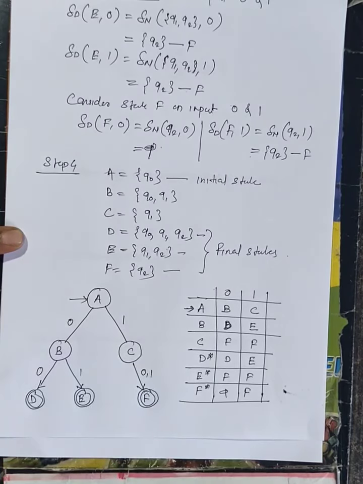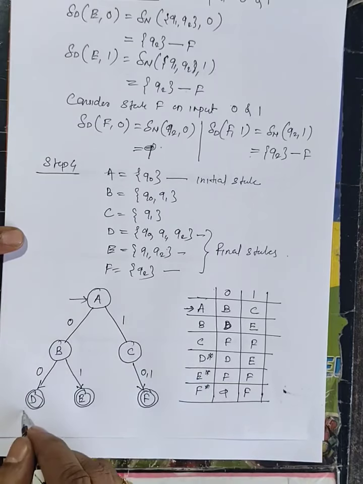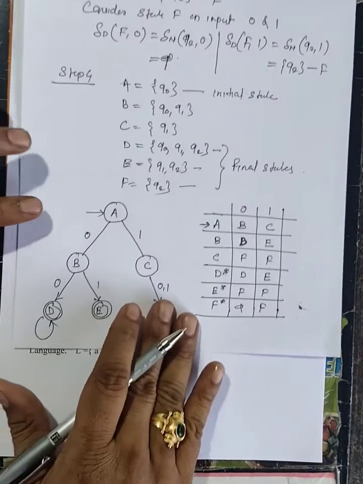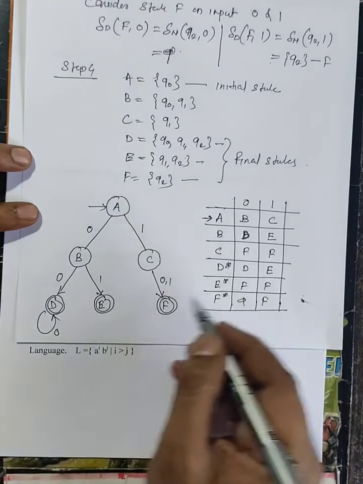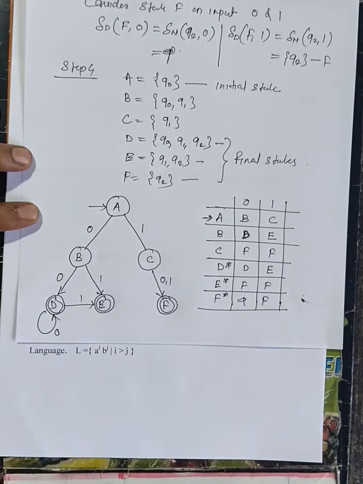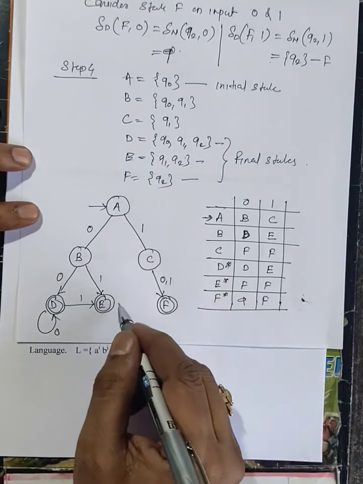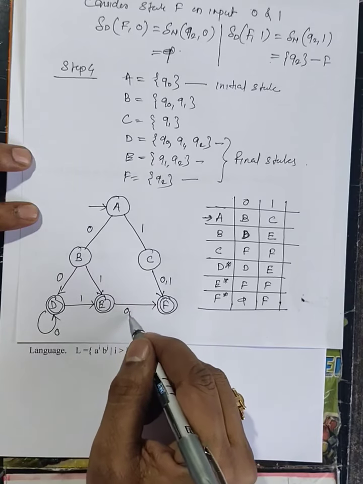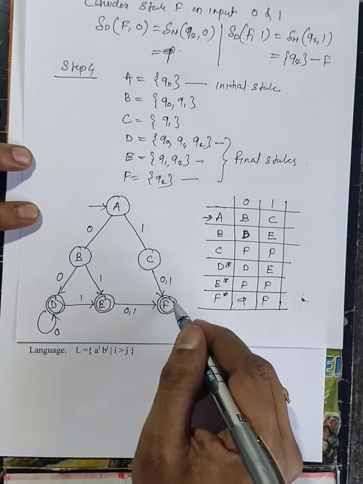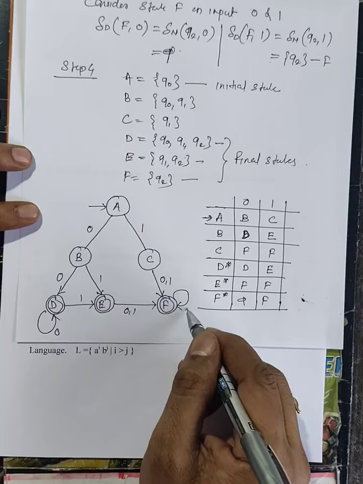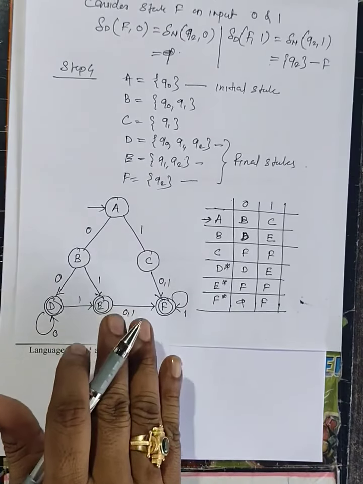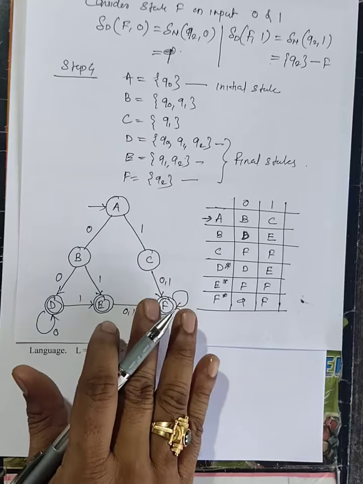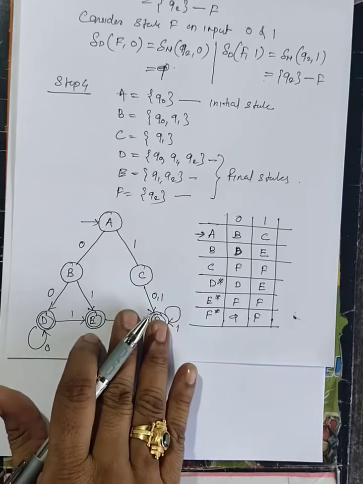On 0, 1. Next, D. D to D self loop on 0. D to E on 1. E to F on 0, 1. And F to F on 1. This is DFA from epsilon NFA. And then this is DFA from NFA.